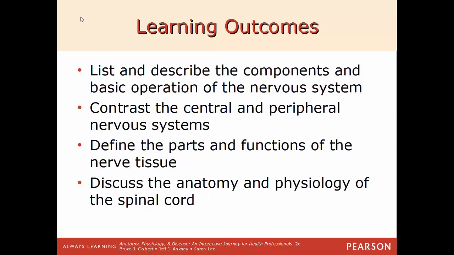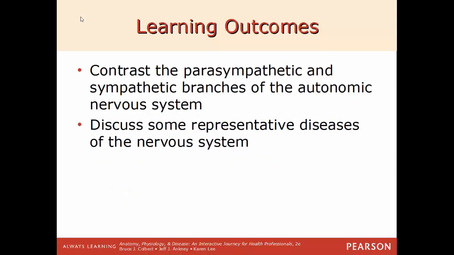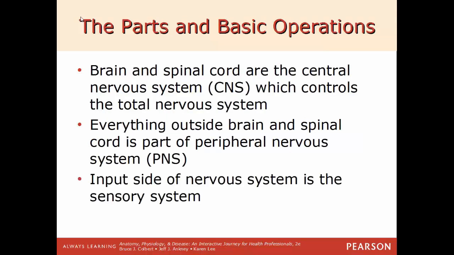Our learning objectives for this chapter: list and describe the components and basic operation of the nervous system, contrast the central and peripheral nervous systems, define the parts and functions of the nerve tissue, discuss the anatomy and physiology of the spinal cord, organize the hierarchy of the nervous system, be able to locate and define the external and internal structures of the brain and their corresponding functions, describe the sensory and motor functions of the brain with related structures, contrast the parasympathetic and sympathetic branches of the autonomic nervous system, and lastly, discuss some representative diseases of the nervous system. Alright, first we'll talk about some parts and some basic operations.